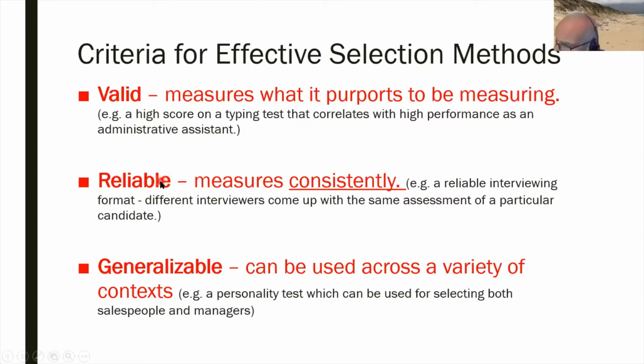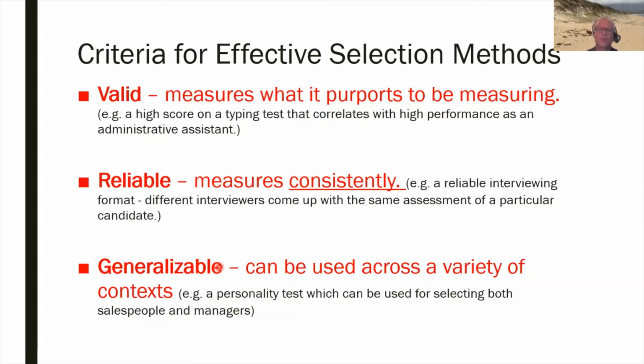What have we got here? Generalizability: can be used across a variety of contexts. For example, a personality test which can be used for selecting both salespersons and managers. You wouldn't want to come up with a personality test just for servers and another one for, I don't know, janitors, and stuff like that. You want to have something that can be used broadly.